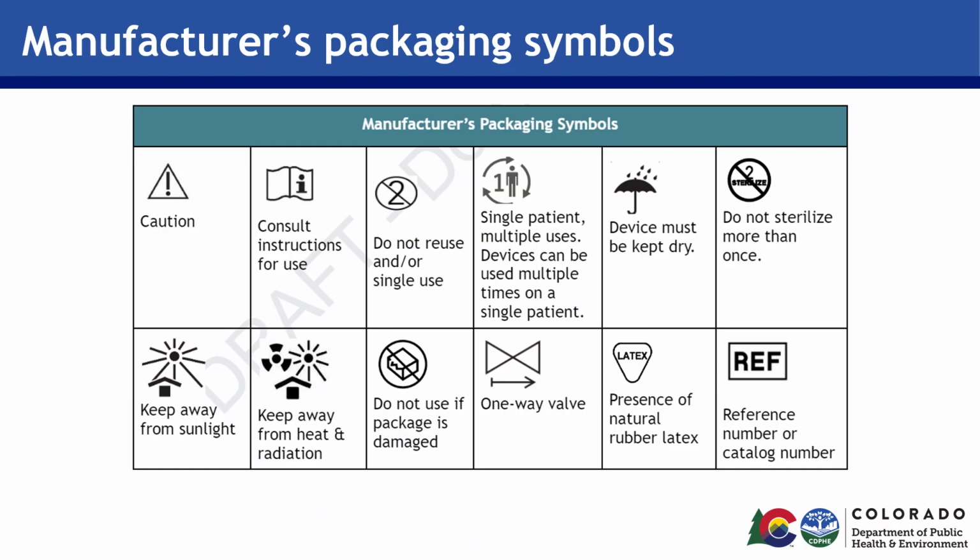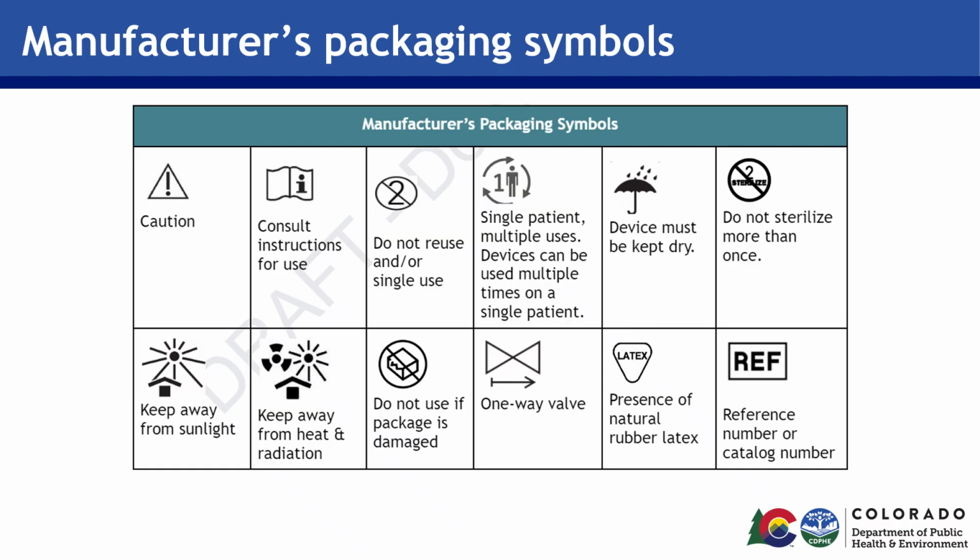A few examples to point out on this slide are the first being in the top row, third symbol from the left. You'll see the number 2 with a line through it, which indicates a single-use or do not reuse device. This is important because many times during assessments, we find items that should be single-use items, but instead are being utilized as a multi-use item. For example, PPE such as single-use or disposable gowns that should be changed between care activities.